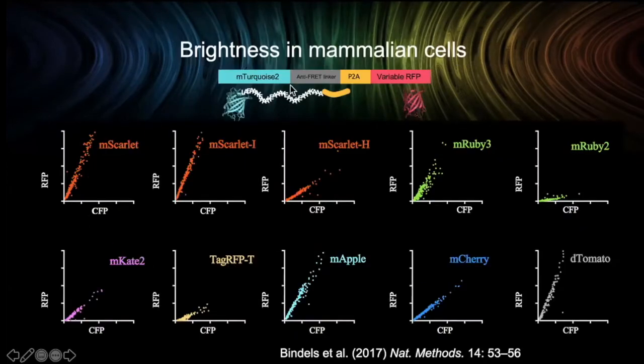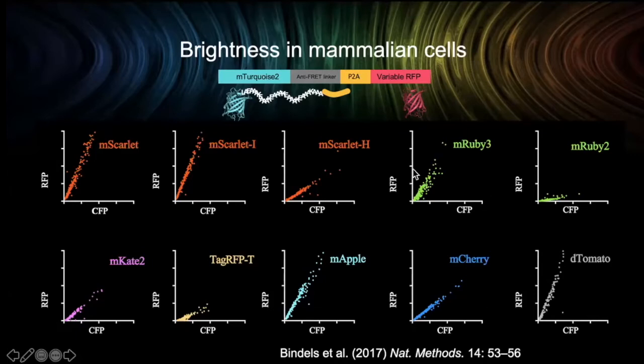And we also did this analysis of brightness in cells where we co-expressed turquoise, a cyan fluorescent protein, and a red fluorescent protein in exactly a 1-to-1 ratio. There's also an anti-FRET linker sequence there. So we could use the same vector also to screen in bacteria, but in mammalian cells, this is cleaved with the P2A sequence inserted there. So you get one standard turquoise protein and variable red fluorescent proteins. And then you really can see every dot here is a single cell. So large differences in expression level, but always the same ratio, what you would expect. And then it's very easy to see that mScarlet and mScarlet-I, which is the fastest maturing of the series, is very much brighter than all the others.